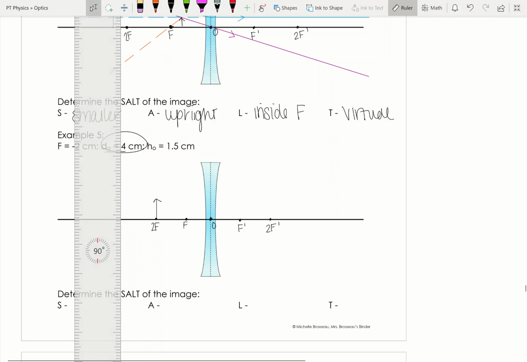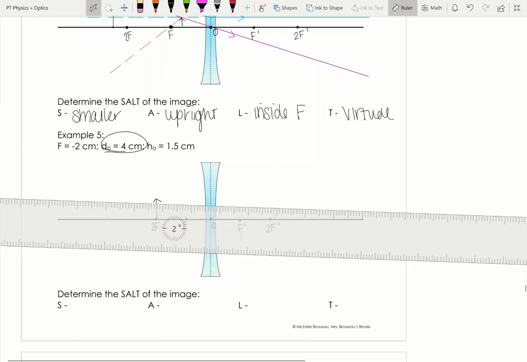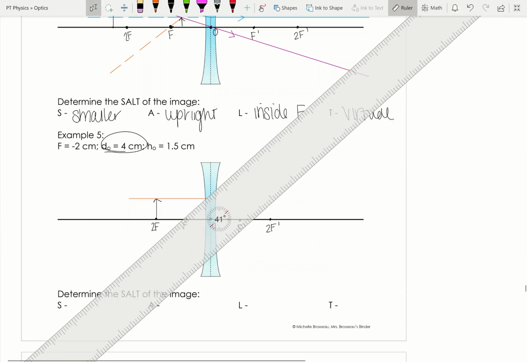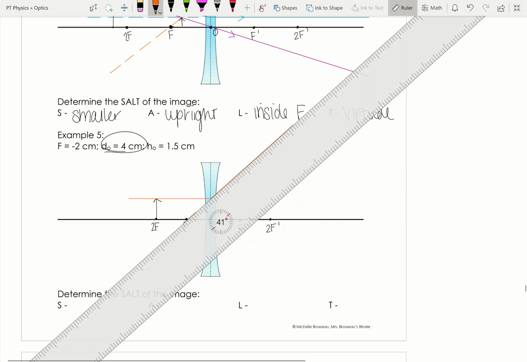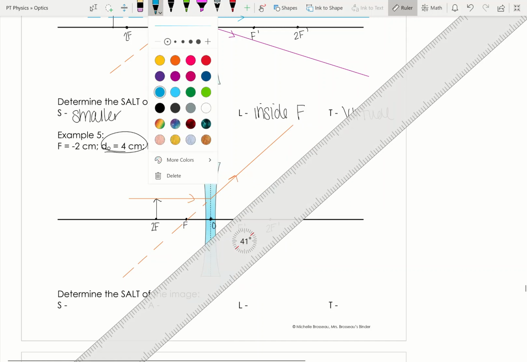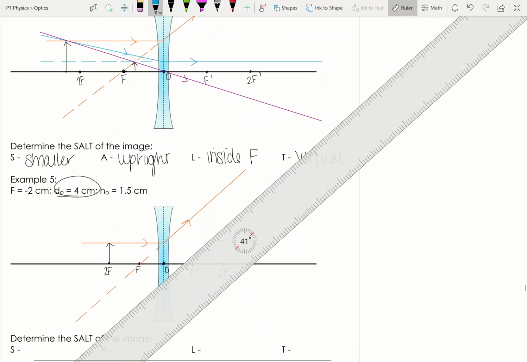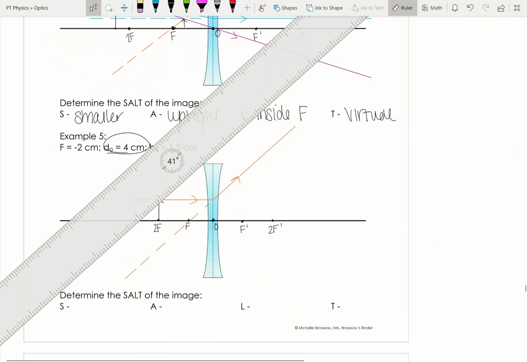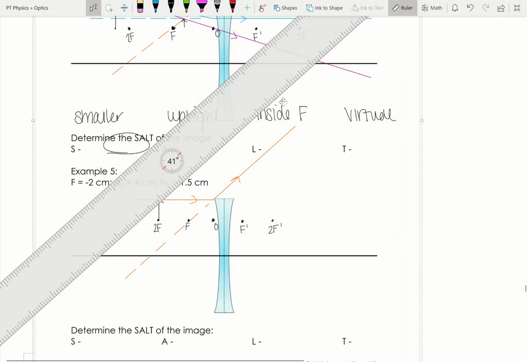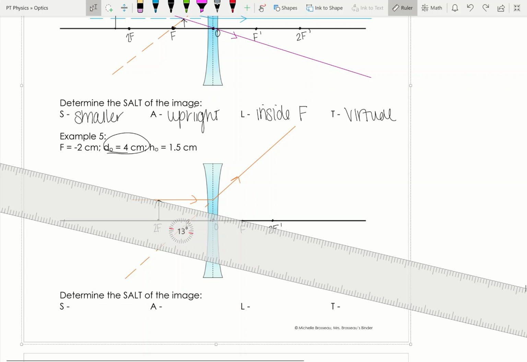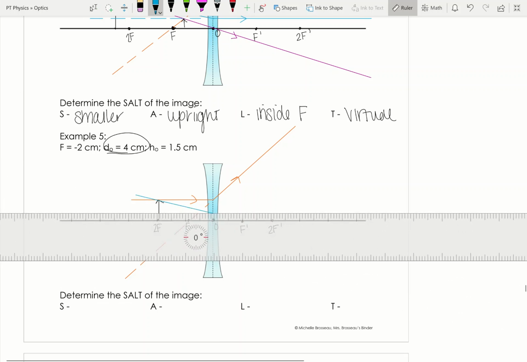Ray 1. Into the center of the lens, refracts from F. Again, gets traced back. Ray 2. Goodness, I'm struggling today, guys. Ray 2. Goes toward F prime. And then comes out parallel.